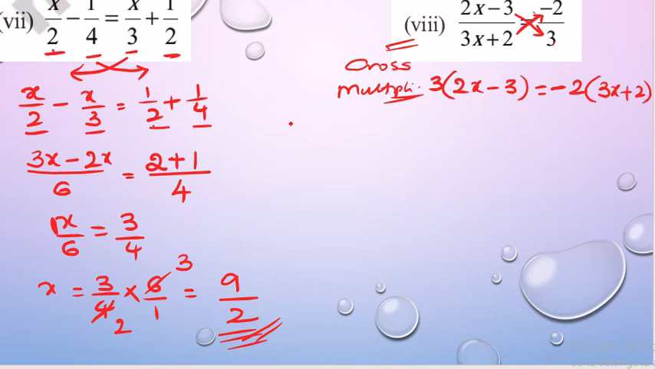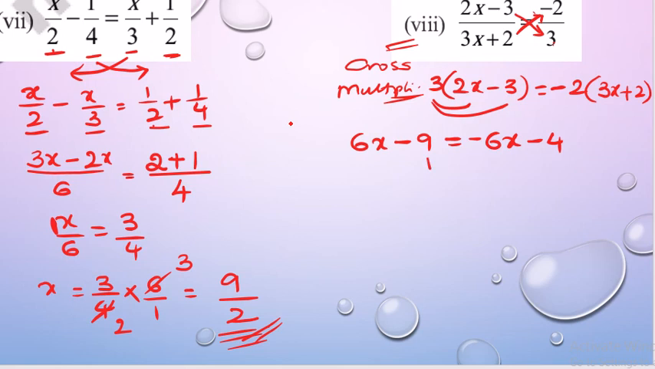This is nothing but what we call cross multiplication. The denominator of the right hand side is multiplied with the numerator of the left hand side, and the numerator of the right hand side is multiplied with the denominator of the left hand side. Now when you multiply, we already know the process of multiplication. Whenever you have brackets, 3 into 2 is 6x, minus 3 times 3 is 9, is equal to minus 2 into 3 is 6x, minus 2 into 2 is nothing but minus 4.